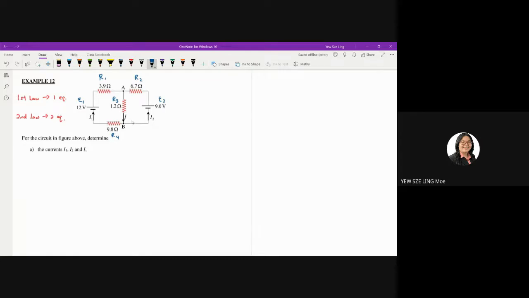Well, this question does give you the currents already. So you have I1, I, and I2. You're given three different currents already. So what am I going to do?